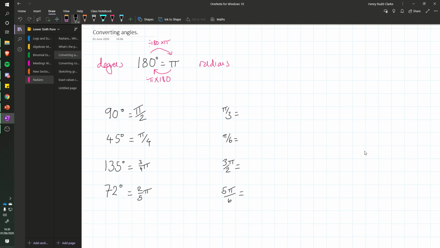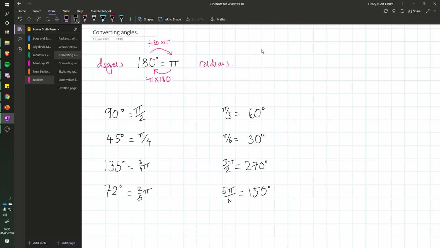Pi over 3. Well, again, I can just look, what happens if I divide this by 3? It must be 60 degrees. Pi over 3 radians is 60 degrees. Pi over 6, same logic. Divide it by 6, it's 30 degrees. 3 pi over 2, well, half of 180 is 90. Times it by 3, it's 270 degrees. And then 5 pi over 6, divide 180 by 6, then times it by 5. It's going to be 150 degrees.